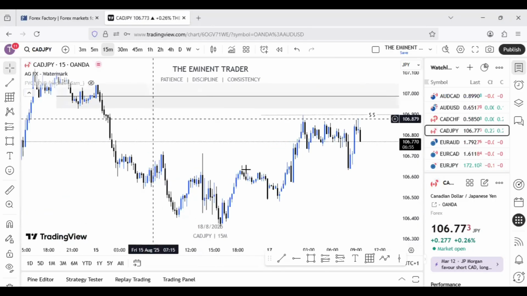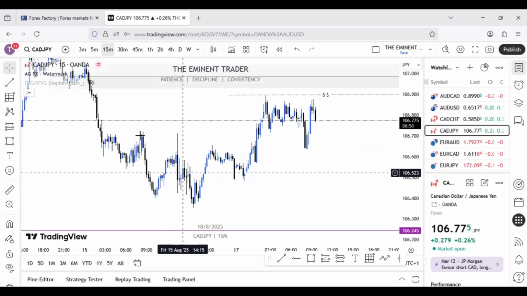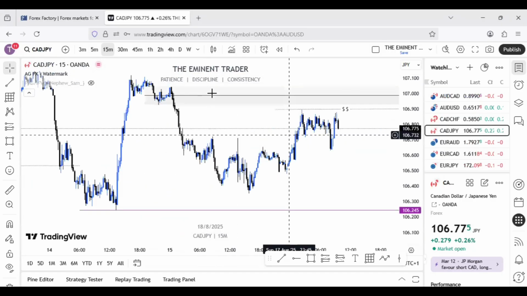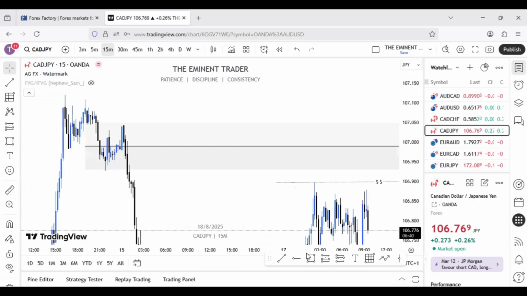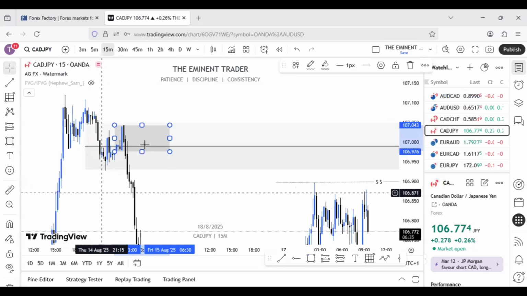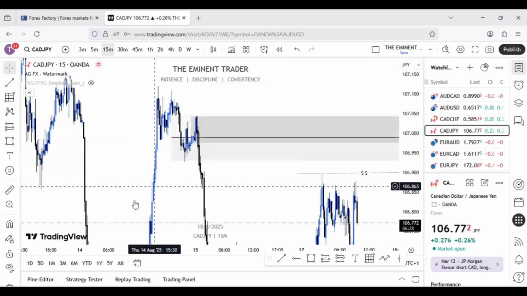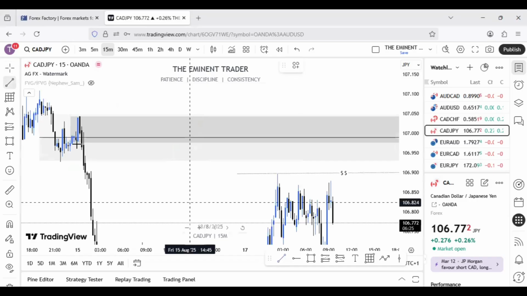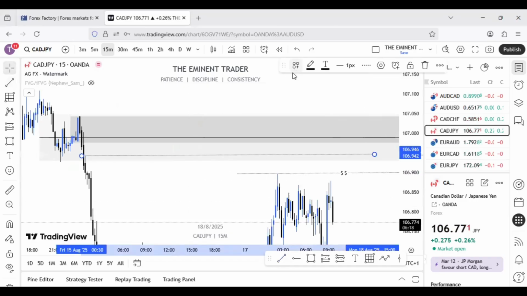So now, this is the low. Everything here is noise. This is the major point of interest. I still feel like price will come back here because there's also a 15 minutes order block here. So going inside now, this is a 15 minutes order block. That's a 15 minutes order block. And you can use this as your inducement for the 15 minutes.